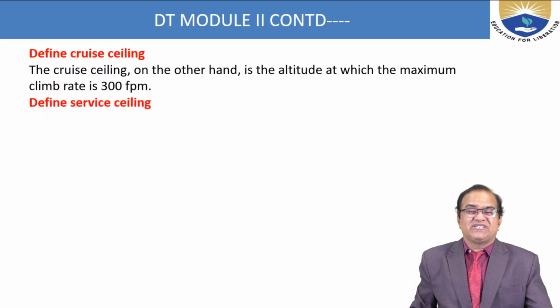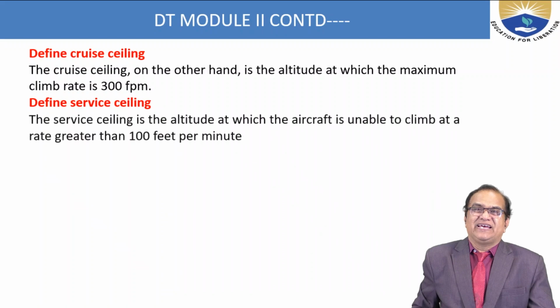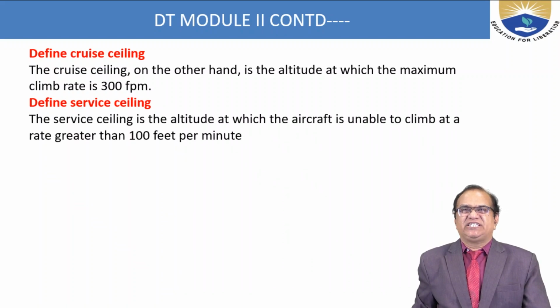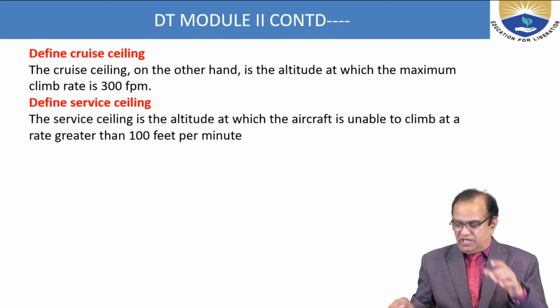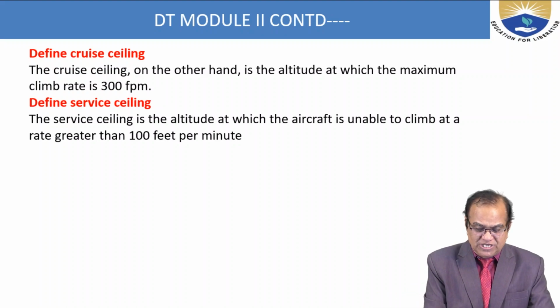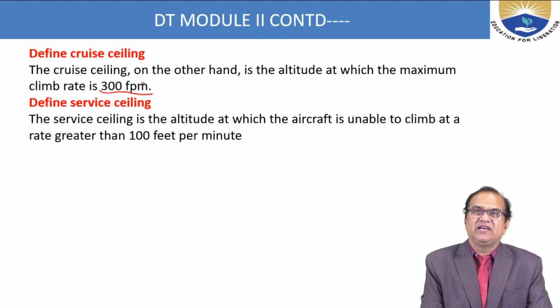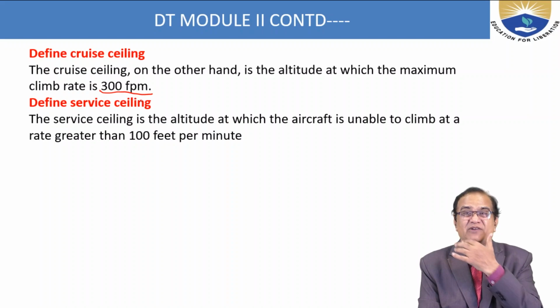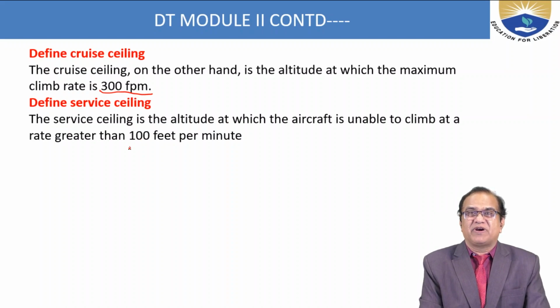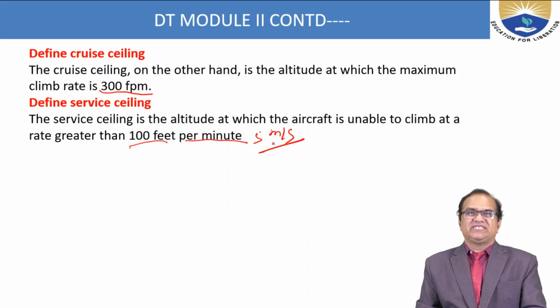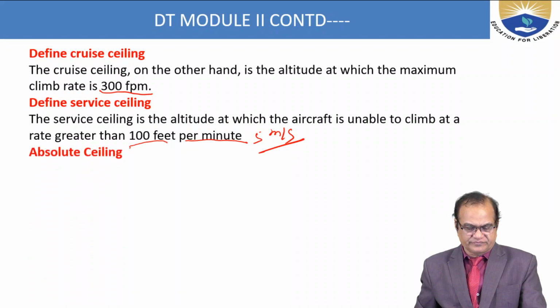Then the service ceiling. The service ceiling is the altitude at which the aircraft is unable to climb at a rate greater than 100 feet per minute. So the cruise ceiling is 300 feet per minute, but the service ceiling is only 100 feet per minute. That is 0.5 meters per second. So that is the service ceiling.